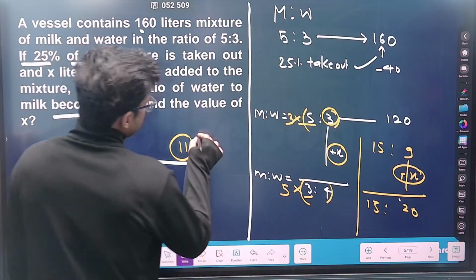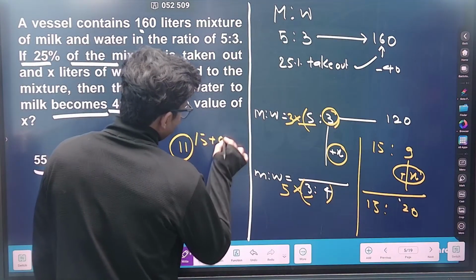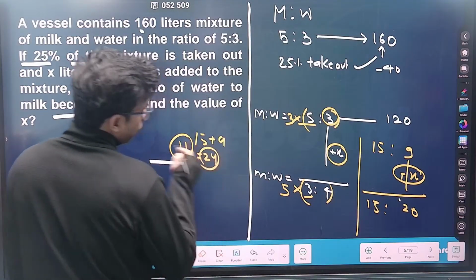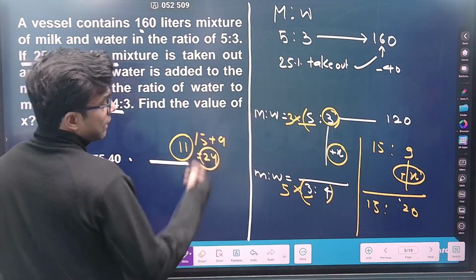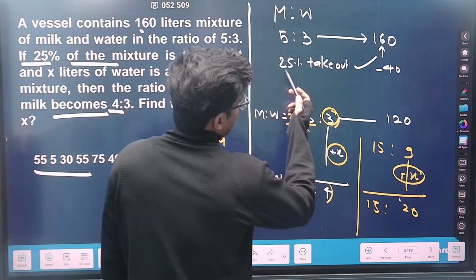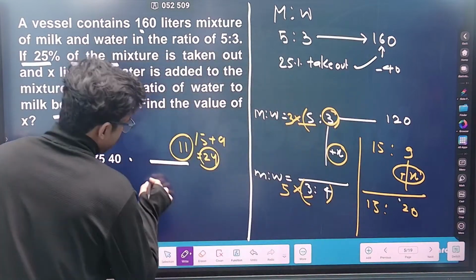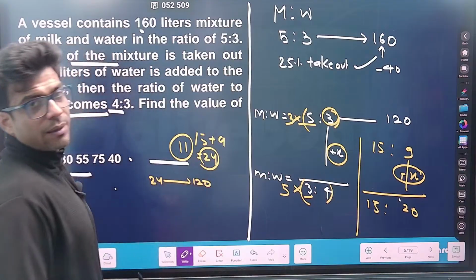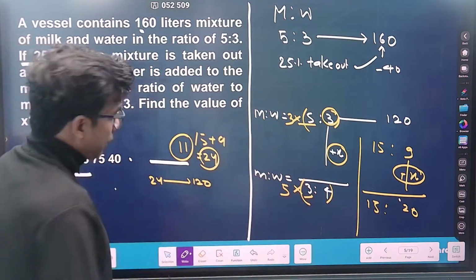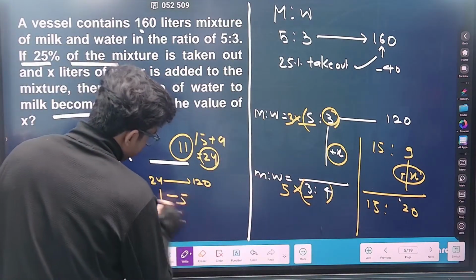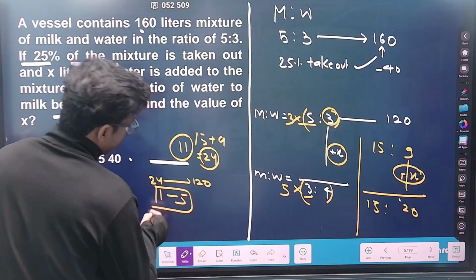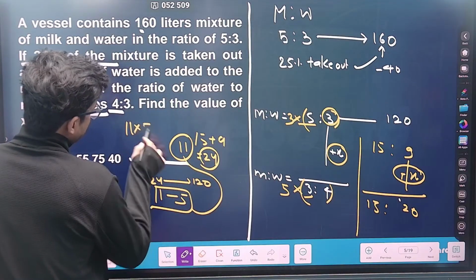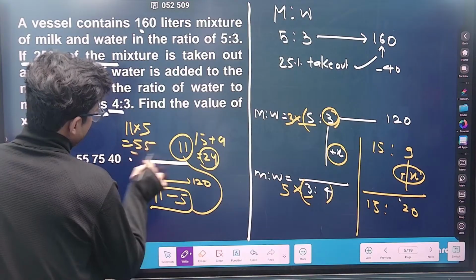Can I say 15 plus 9 is what? 24. According to me, in the ratio, there are 24 liters of milk and water. But after taking out the 25%, this 24 becomes 120. If 24 becomes 120, then what is the value of 1? The value of 1 is basically 5. If the value of 1 is 5, then what is the value of 11? 11 into 5 is basically 55. I hope you have got this logic.